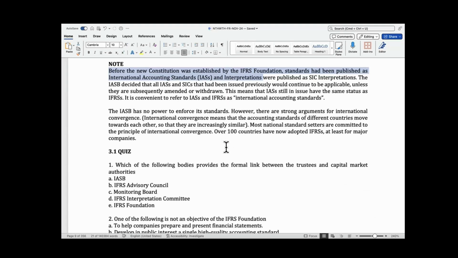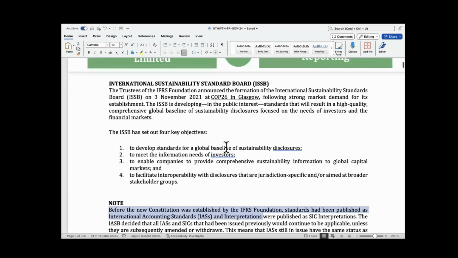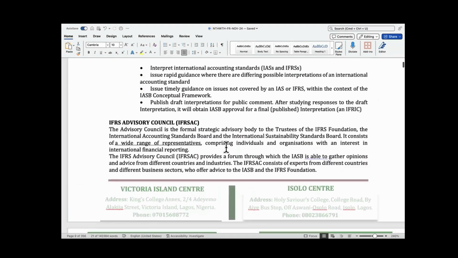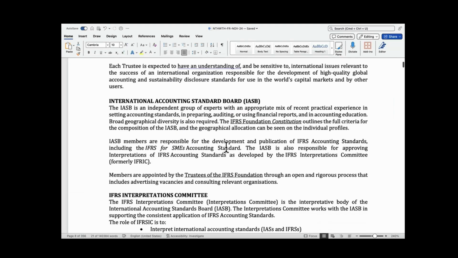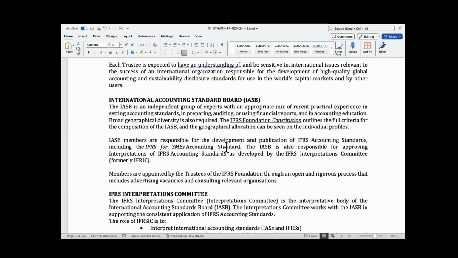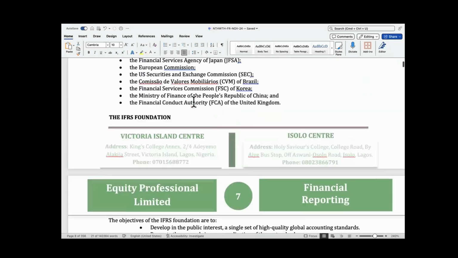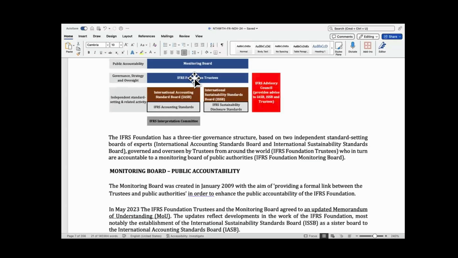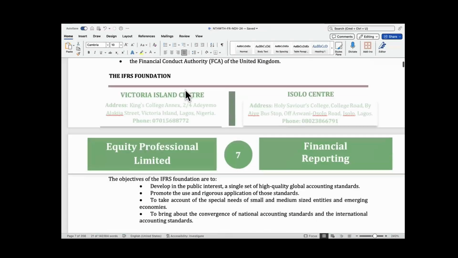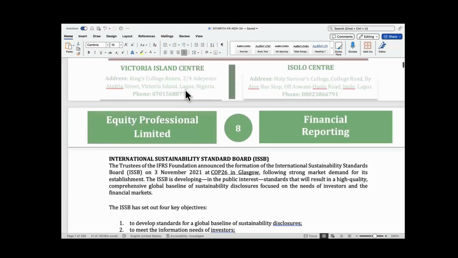Okay, so I am done with the regulators, right? So in Nigeria, the regulator is the Financial Reporting Council of Nigeria, but I needed you to understand that it's not the FRCN that develops IFRS. It's actually a structure, and the IFRS Foundation is the one responsible, which they have delegated that IFRS development to the IASB.